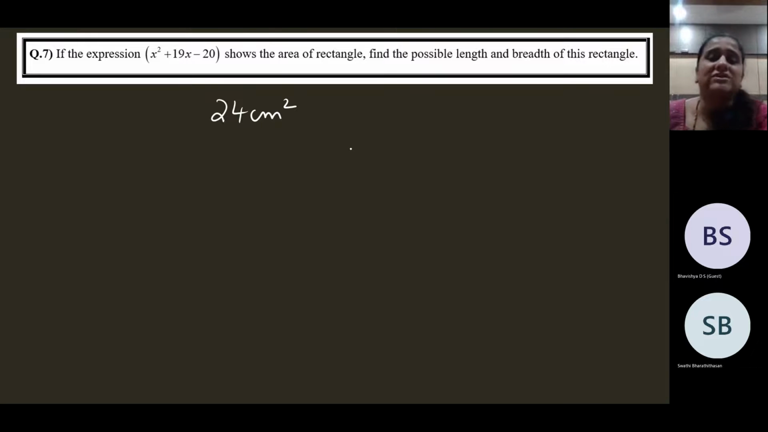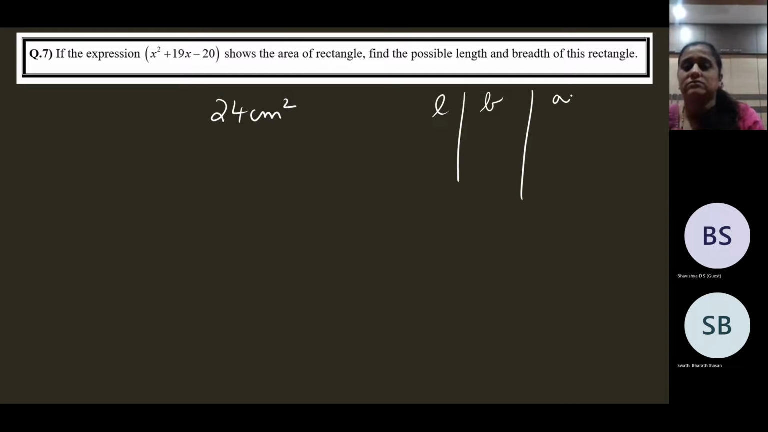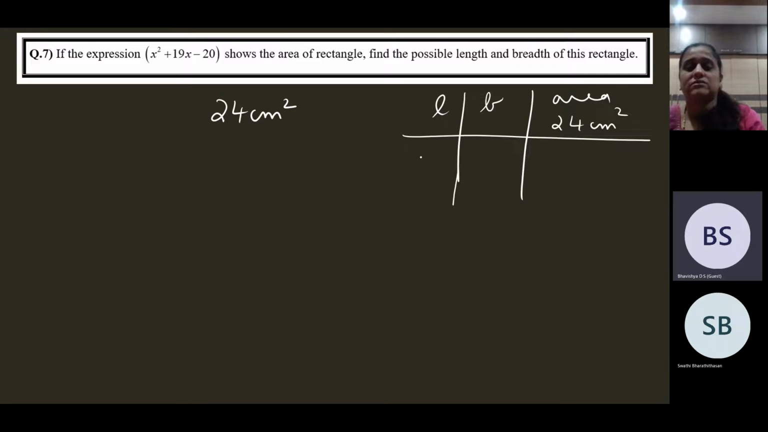Now, Bhavishya, think, the area of the rectangle is 24 centimeters square. What can be the possible values for the length and breadth? You tell me one value. If the length is this, breadth is this. Tell me, Bhavishya. Area should be 24, so what can be the length and breadth? Ma'am, length is 12 centimeter, breadth is 2 centimeter.